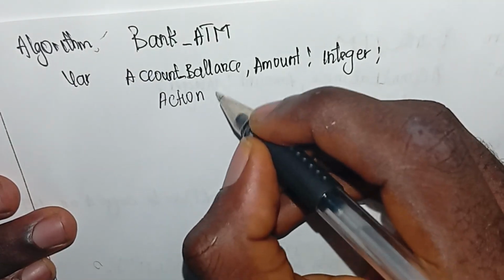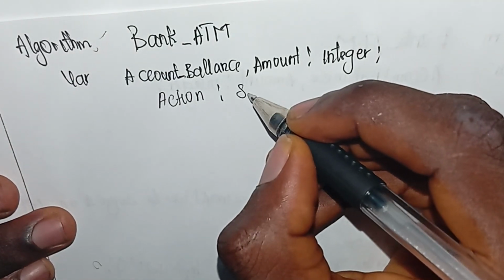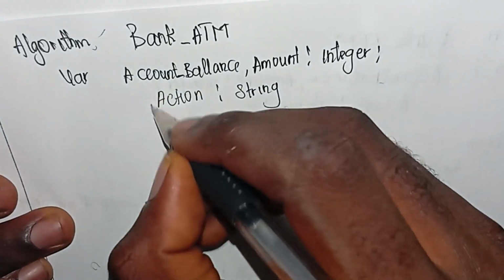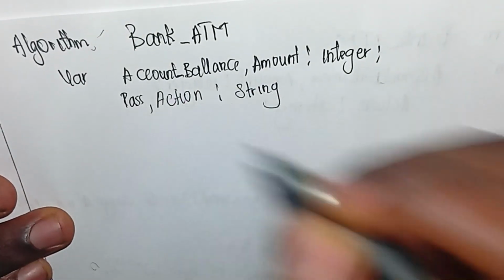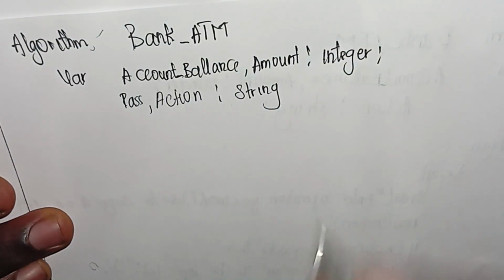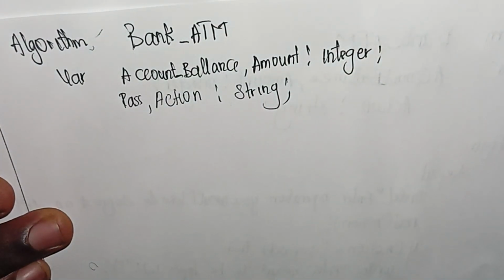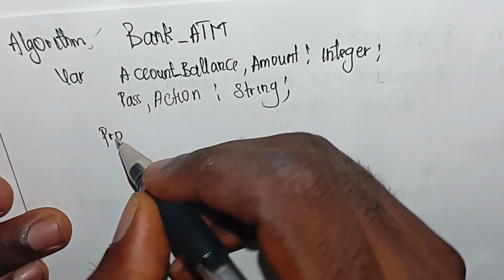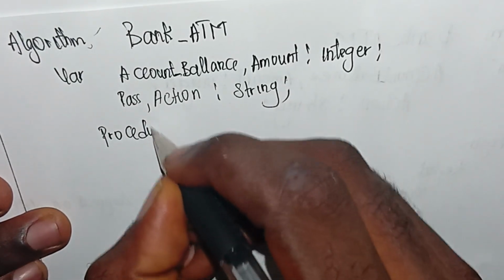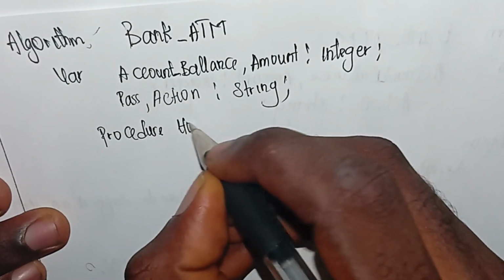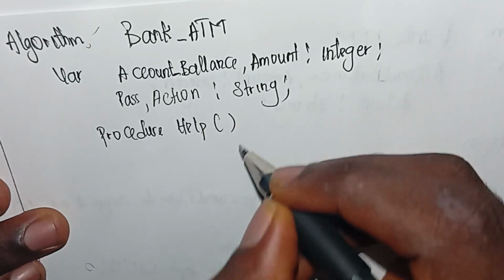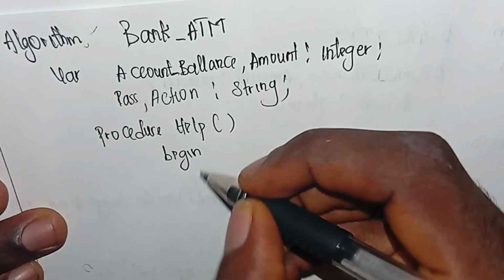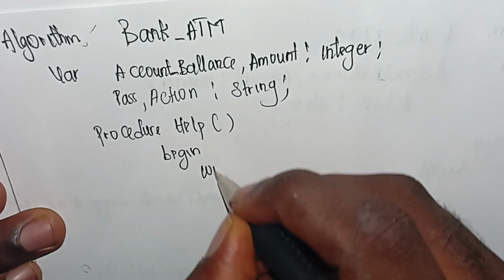So the action is the action the user wants to carry out. String. We are also going to need pass, the user's password. Before anything happens, we want to check if he has the password right. We want to do a small authentication test. So we're going to call our procedure help, like help the user understand what our platform does.